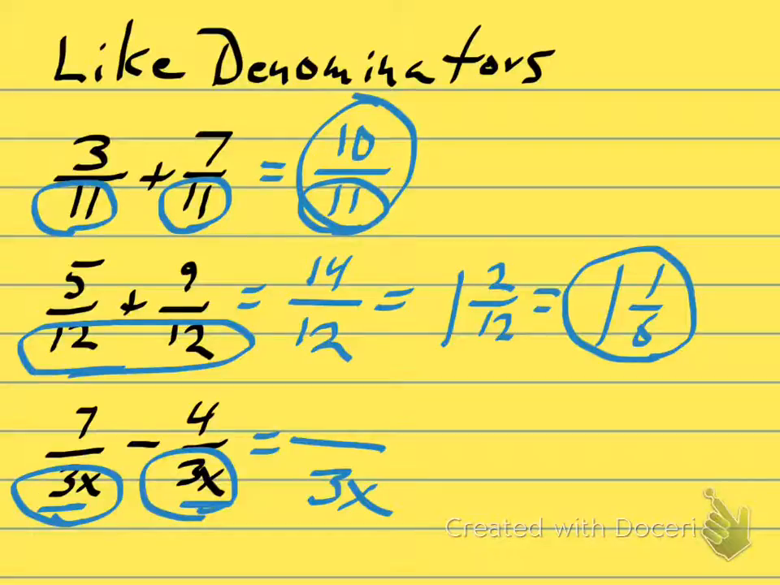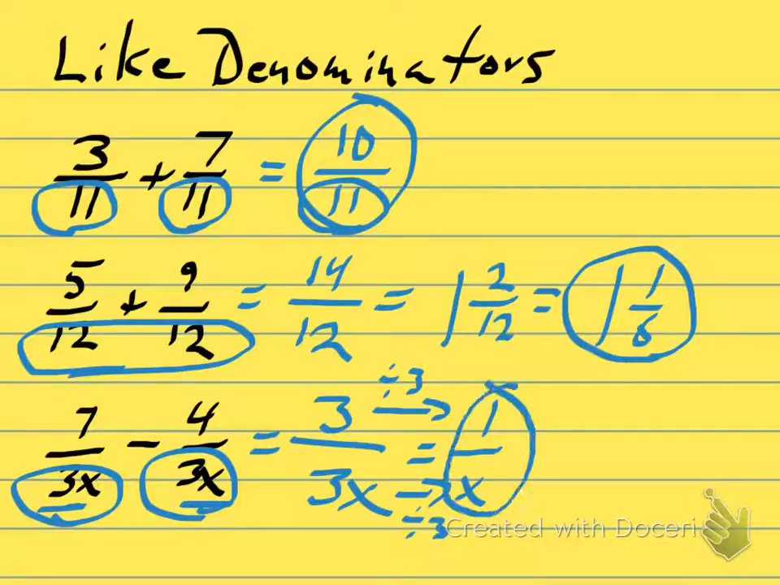And the top is just 7 minus 4, which is? 3. And while I still don't know what x is, I do know that anything that has 3 on the top and 3 times something on the bottom, both the top and bottom are divisible by 3. So take it out, and we get 1 on the top, and we get x on the bottom. What I basically did here, here's how I show my work. I divided by 3 on the top, so I divide by 3 on the bottom, and I get 1 over x. And that's my final answer.